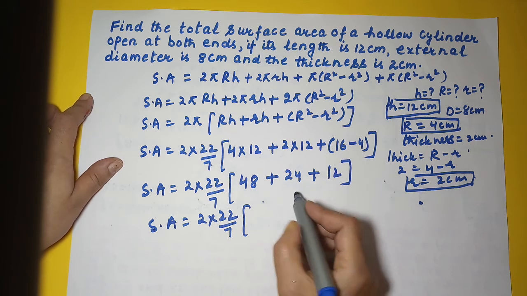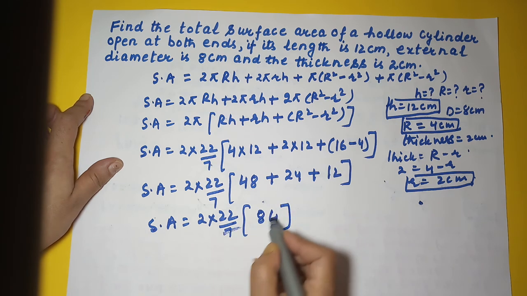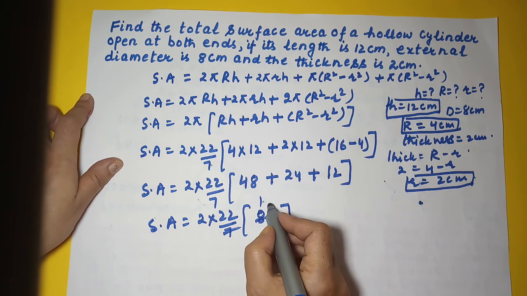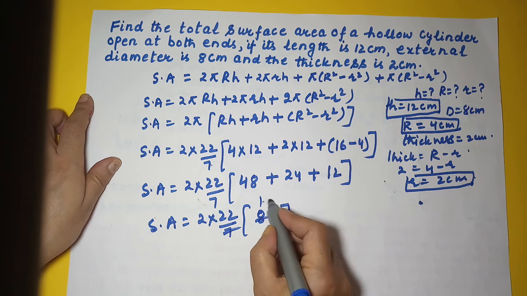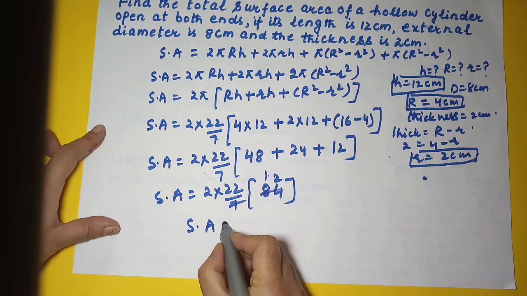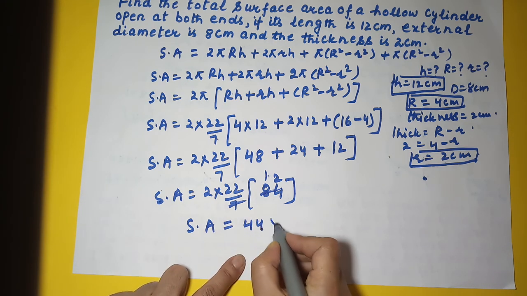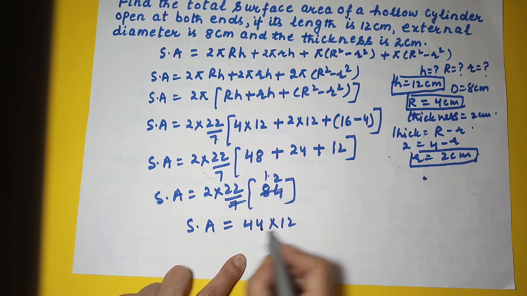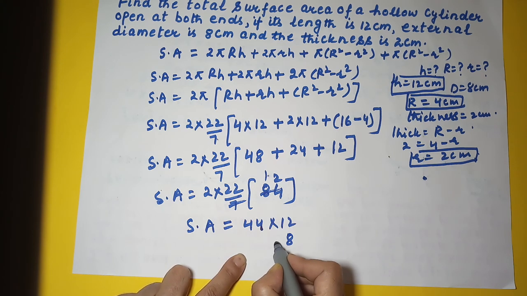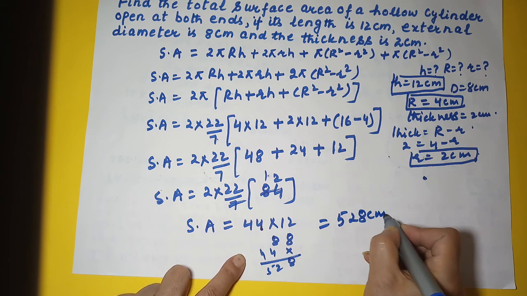12 and 2 is 4, 3, 4, 4 and 4 is 8, 7 1s are 7, 7 1s are 7, 2s are 14. So your area for this will be 44 into 12. So that is 8 into 4, 4, that is 8 to 528. So 528 centimeter square.